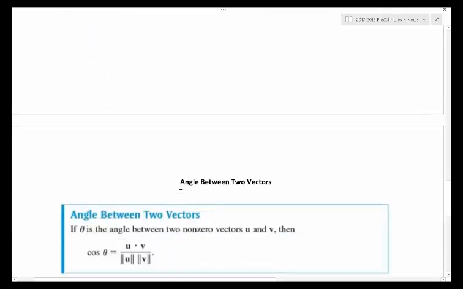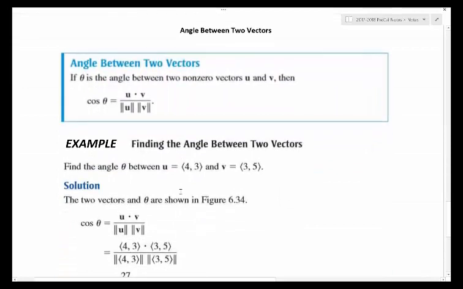Now, finding an angle between two vectors. This will come in handy for your project. Let's say that you have an angle theta between two non-zero vectors u and v. Then you can solve for the angle by saying the cosine of theta is equal to the dot product of vectors u and v divided by the product of their magnitudes. So I would take the dot product of the two and divide it by each of their magnitudes multiplied together. And then finally you would take the inverse cosine of it, because you have to take the inverse cosine to find theta.